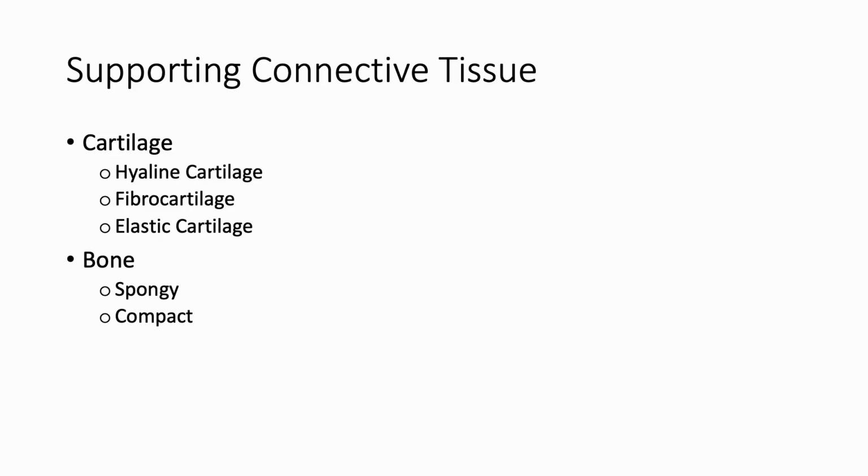So we have three types of cartilage that we're going to identify: hyaline cartilage, fibrocartilage, and elastic cartilage, and then two types of bone: spongy bone and compact bone.